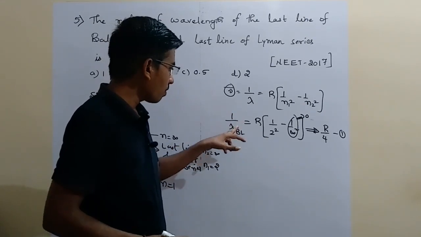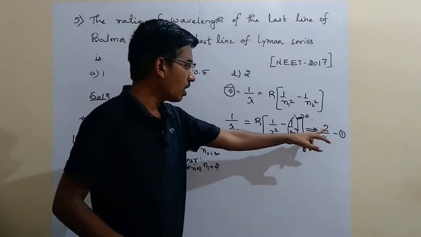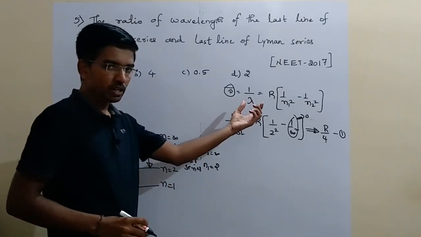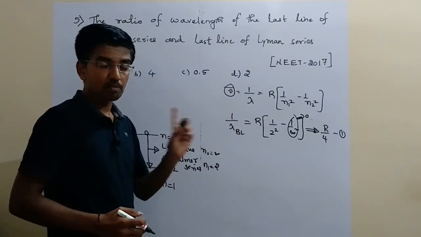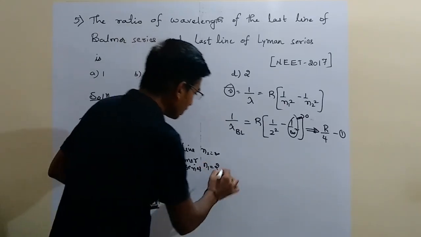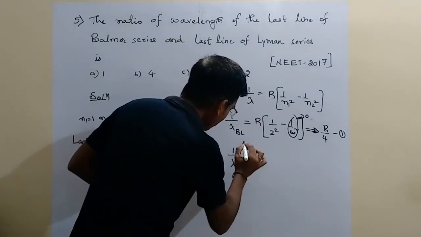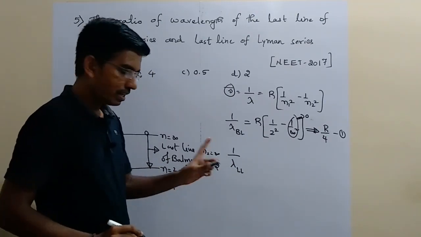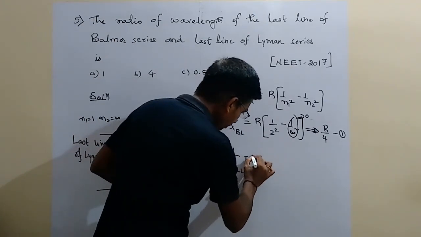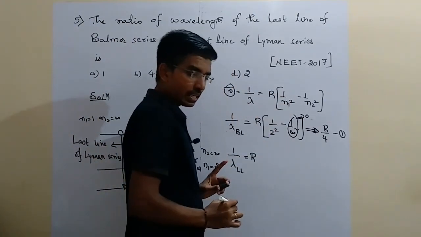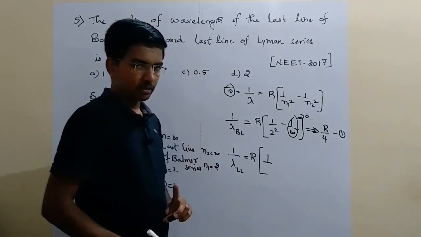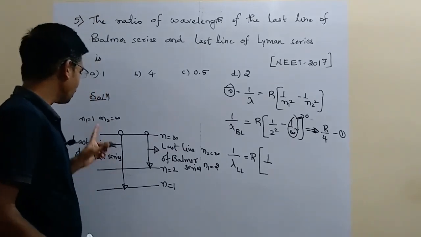Okay, so that is 1 upon lambda BL is equal to R upon 4. Next, apply the same procedure for the wavelength of the last line of the Lyman series. That is, I will just consider 1 upon lambda LL, the last line of the Lyman series, that is equal to, keep R as it is, 1 upon n1 square is there. For the last line of the Lyman series, n1 is how much?